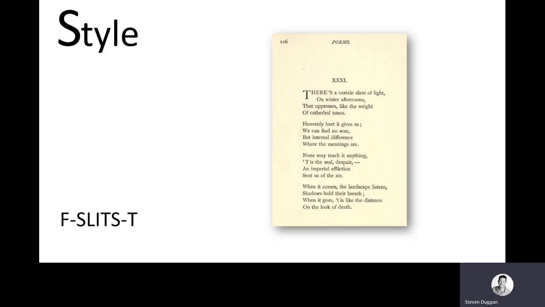Well, using our F-slits T, the first thing we'll see is this is a lyric. We've got those short lines, short verses, and this is something that is very clearly conveying an emotion. It's very ruminative and very, very slow, but it is an emotional poem as opposed to a ballad, which would be telling a story. Secondly, we see a lot of alliteration, and it's quite effective. So we look at the heavenly hurt, for example, in verse 2, or the landscape listens in verse 4. Very powerful, and again, they have that impact of drawing attention to the line or slowing it down.